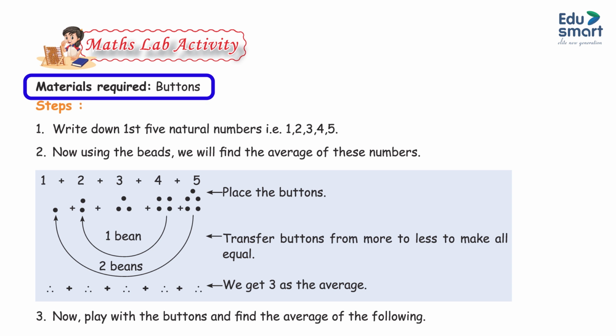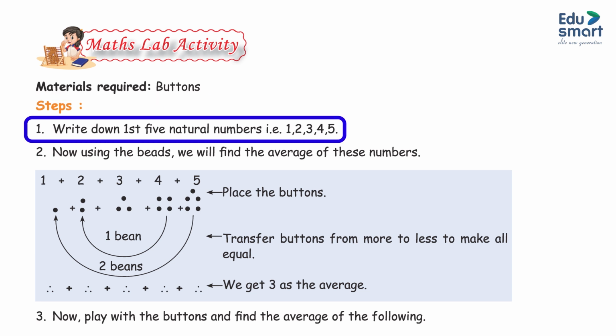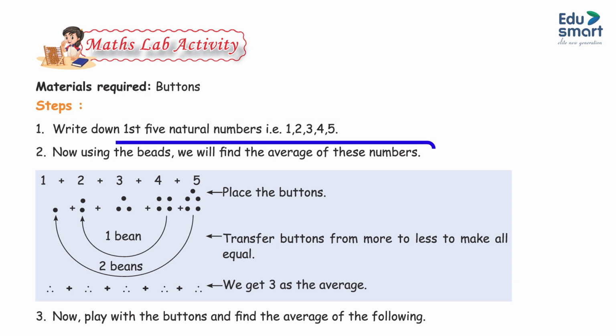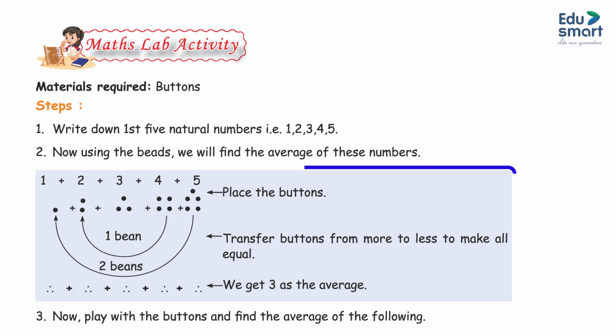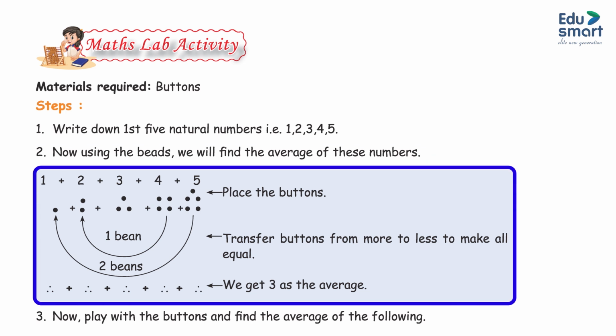Materials required: buttons. Steps. 1. Write down the first 5 natural numbers: 1, 2, 3, 4, 5. 2. Now using the buttons, we will find the average of these numbers. 1 plus 2 plus 3 plus 4 plus 5. Place the buttons. Transfer buttons from more to less to make all equal. We get 3 as the average.